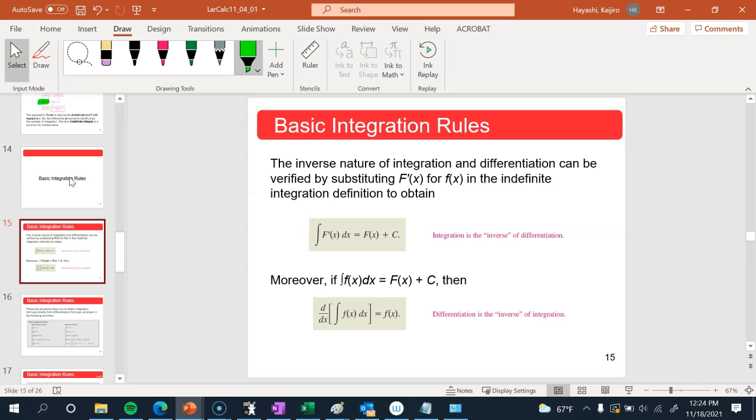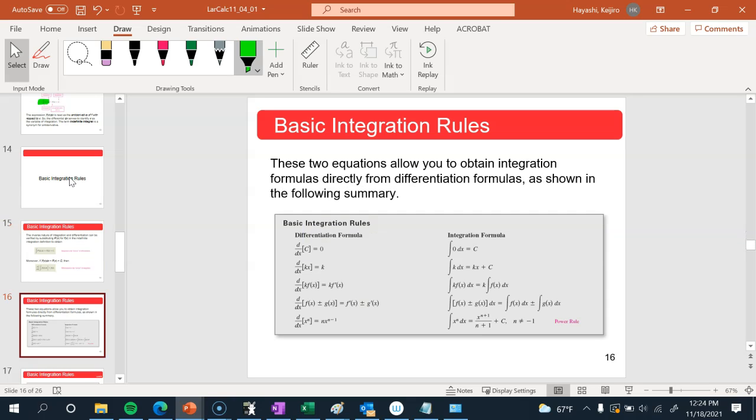Differentiation and integration. Now your actual rules are here, but they are just the reverse of your differentiation rules. The derivative of any constant is 0. That's why you have to add a plus c to the end of every antiderivative you find.